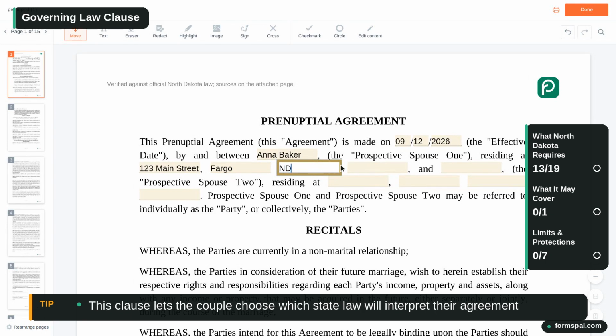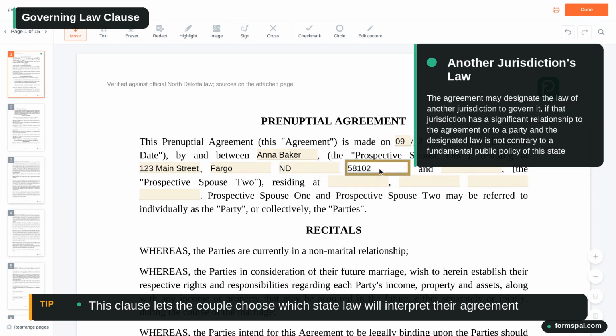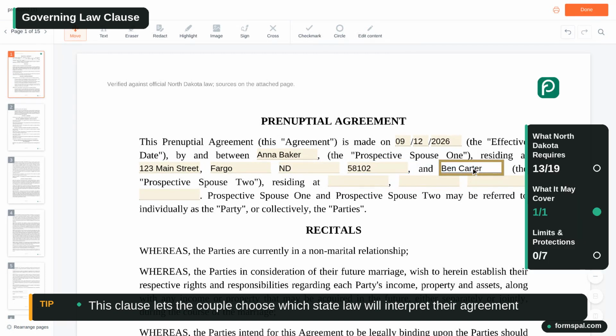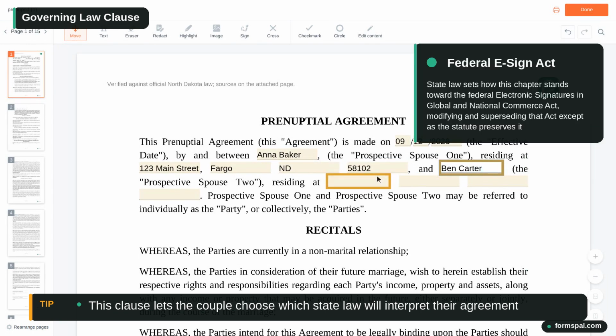Further down, a clause names which state's law governs the agreement and which state's courts would hear a dispute. This is a North Dakota agreement, so both blanks say North Dakota. It can name another jurisdiction's law, if that place has a significant relationship to the agreement or to one of them, and its law does not offend a fundamental public policy here. This chapter sits with the Federal E-Sign Act, modifying and superseding it except where the statute keeps it.